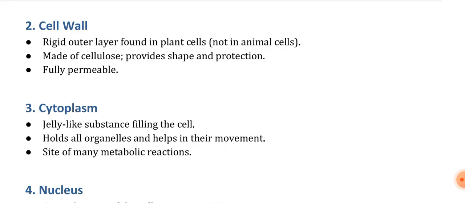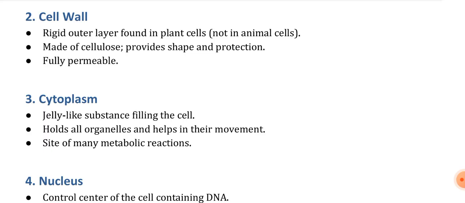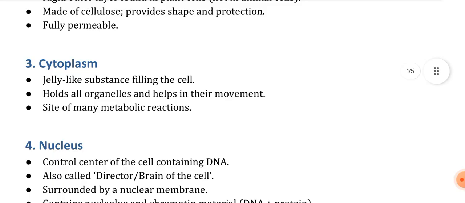Now the cell wall: rigid outer layer found in plant cells, not in animal cells. That is the highlighted point to be remembered. Made of cellulose, provides shape and protection. Now remember one thing, cellulose is the component of cell wall in case of all the higher plants. Some lower organisms like bacteria also possess cell wall, but their composition is different from the plant cell wall. In case of plant cell wall, it is made of cellulose. It is fully permeable, it has to be.